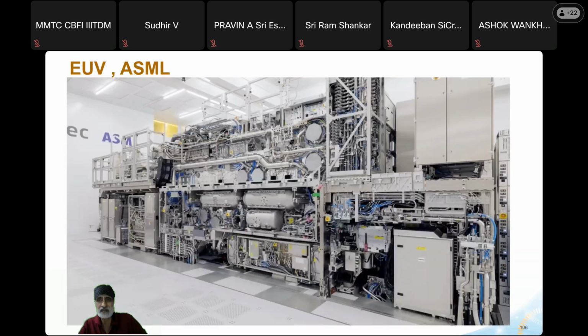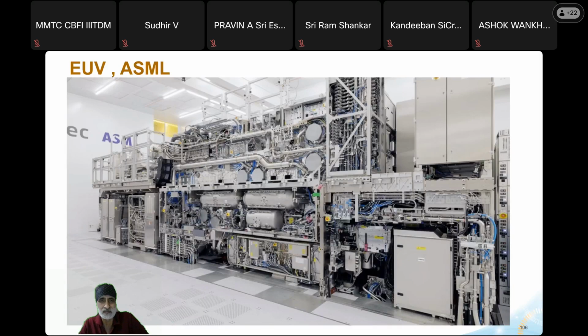This is a view of a machine. It's one part of the extreme ultraviolet system being made by ASML, and billions of dollars were spent on 20 years of research in making this equipment. To ship this equipment, it takes 5 aircraft loads.